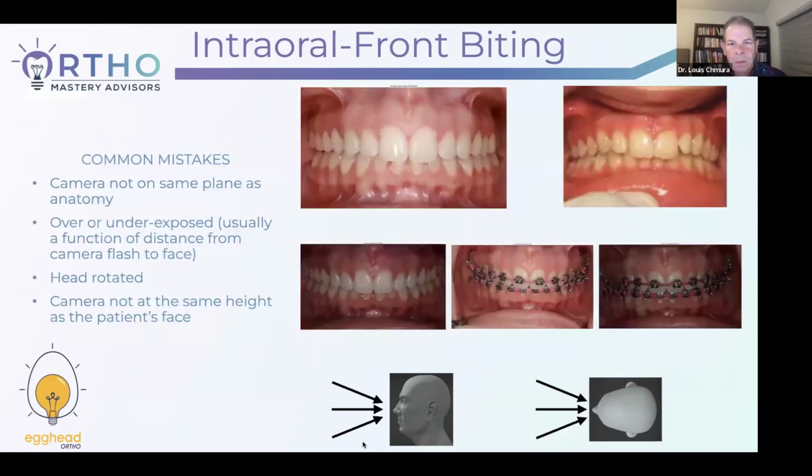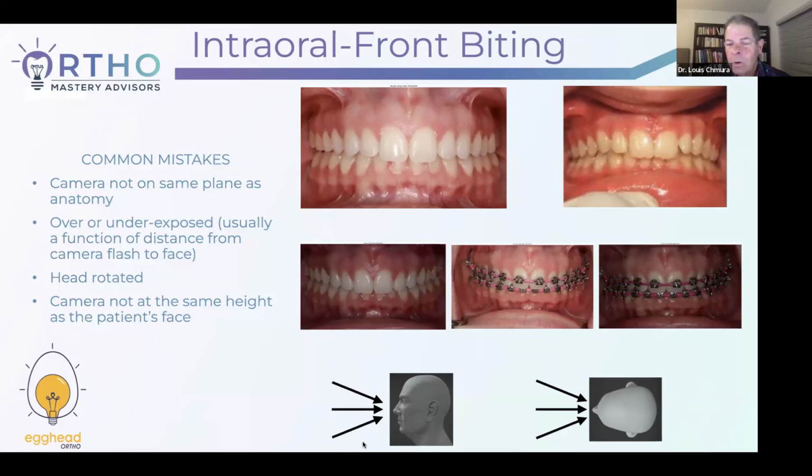Okay. But if you don't get that right, all kinds of things happen. And the most common one is that the camera is not on the same plane as the occlusal plane. So you have to think of an imaginary occlusal plane and look at that upper right picture. Obviously, they are right-handed and they're taking it from the patient's right side. They are angled up toward the patient's teeth, and you can see more of the left side than the right side. It's pretty close, but you can see more on that upper right picture.